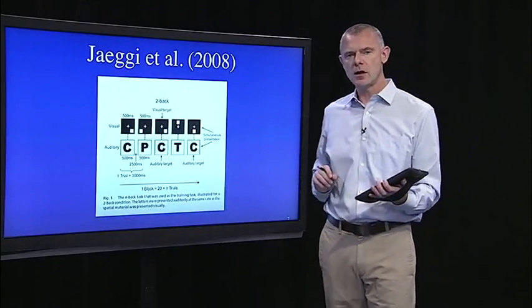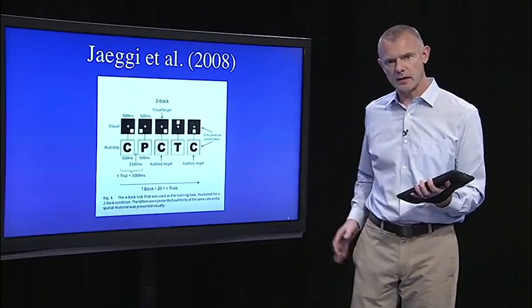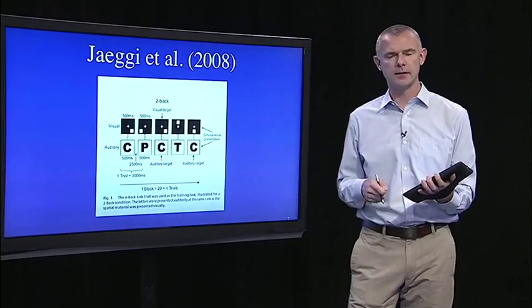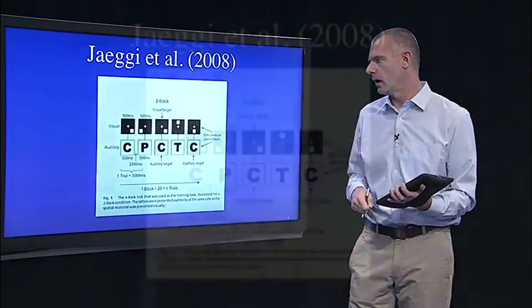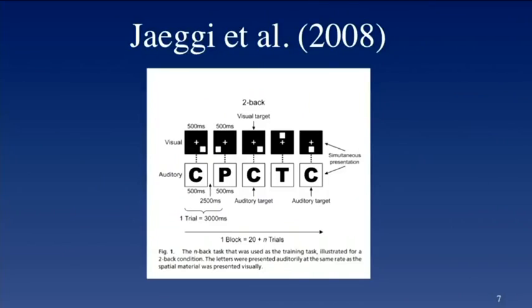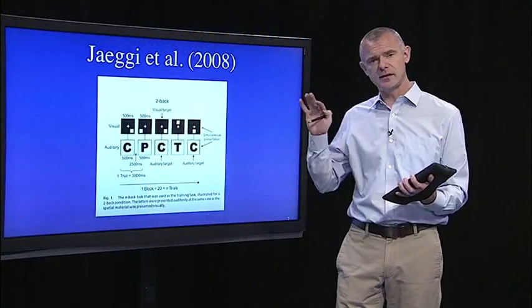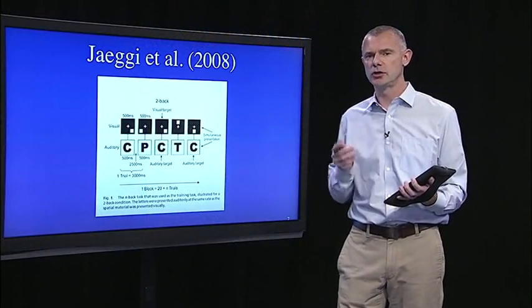So again, here is the paradigm that Jaeggi et al. used. This is an N-back task, and this is sort of a special N-back task. It's a dual N-back. So the subject's task is to sit at a computer and view stimuli that are flashing on the computer very quickly. So in this case, every 500 milliseconds, so every half a second. And in this case, it's a dual N-back, so they have to monitor 2 modalities.